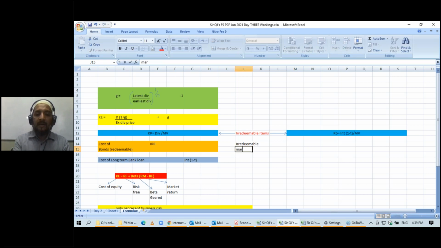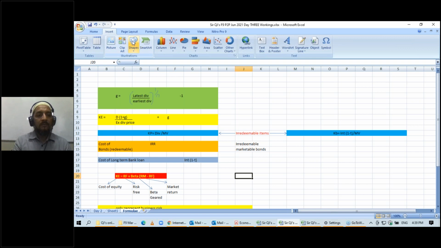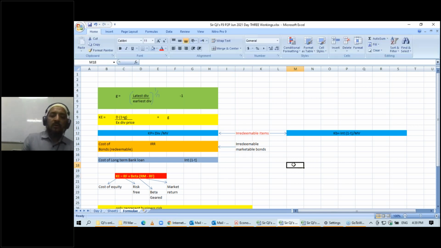In irredeemable marketable bonds, I'll be giving you this formula sheet as well when I give you the day 3 worksheet. So you will find this on that worksheet. Okay, and this is for the term loan.